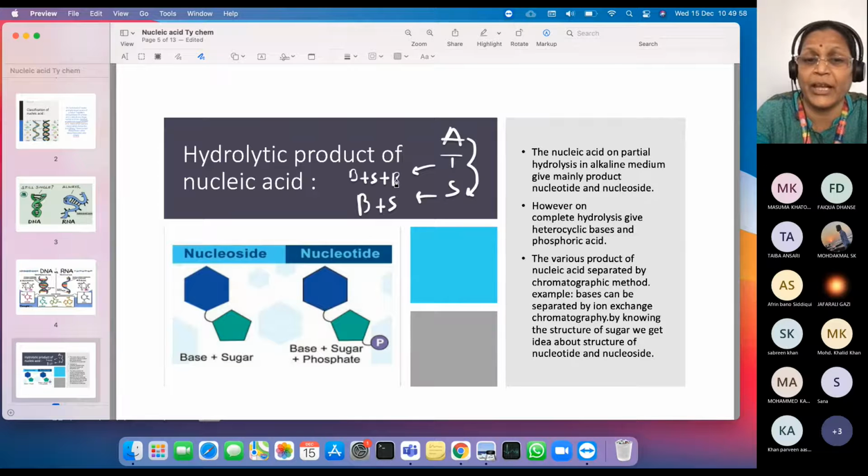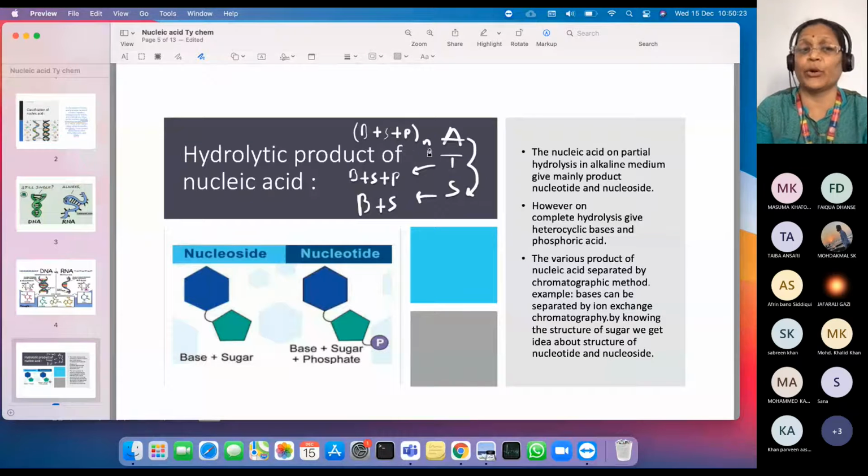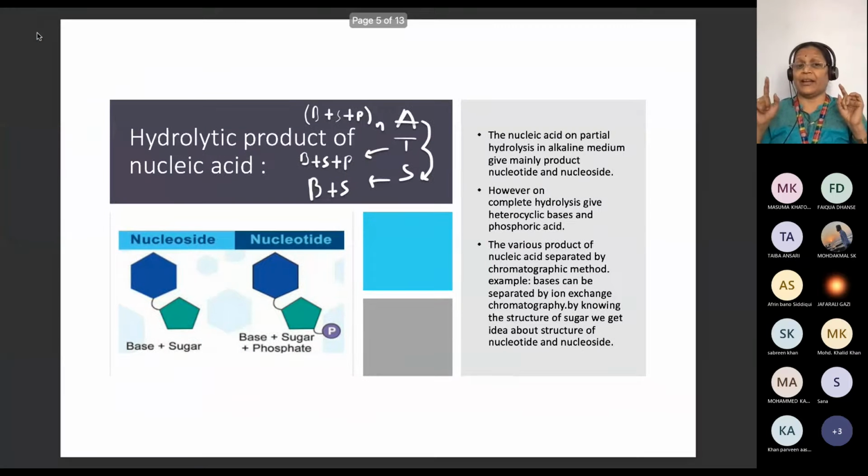Now the nucleic acid is also base plus sugar plus phosphoric acid, but it is a polynucleotide. So the same formula we are going to have n times. Here I will have to mention n times. I repeat once again, what was the line which I asked you to keep in mind?